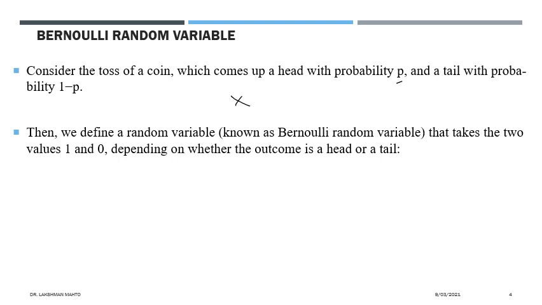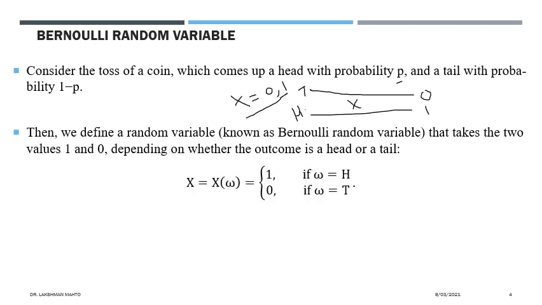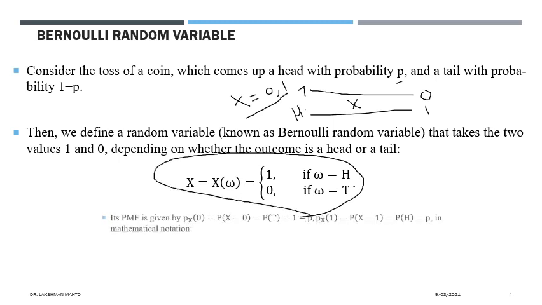So the possible number of heads in a single toss of a coin are either 0 heads or 1 head. Actually, 0 is the image of tail and 1 is the image of head. So outcome tail is mapped to 0 and outcome head is mapped to 1. So this is the Bernoulli random variable, and we had already seen this mathematical definition of the Bernoulli random variable. We had already discussed it.